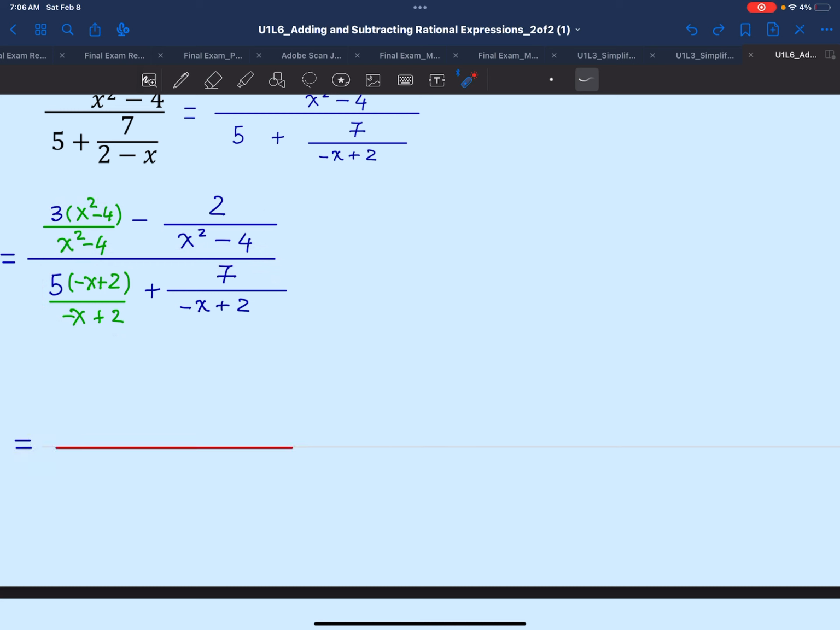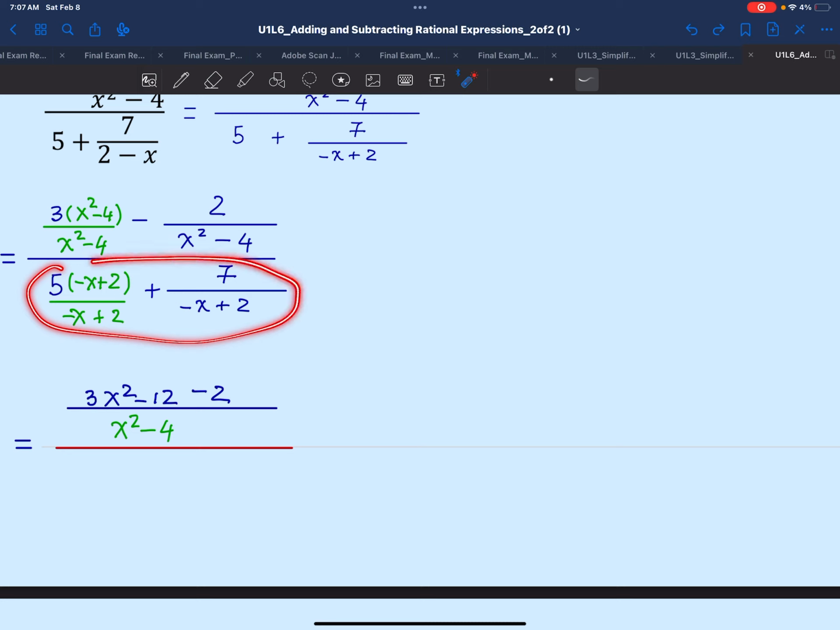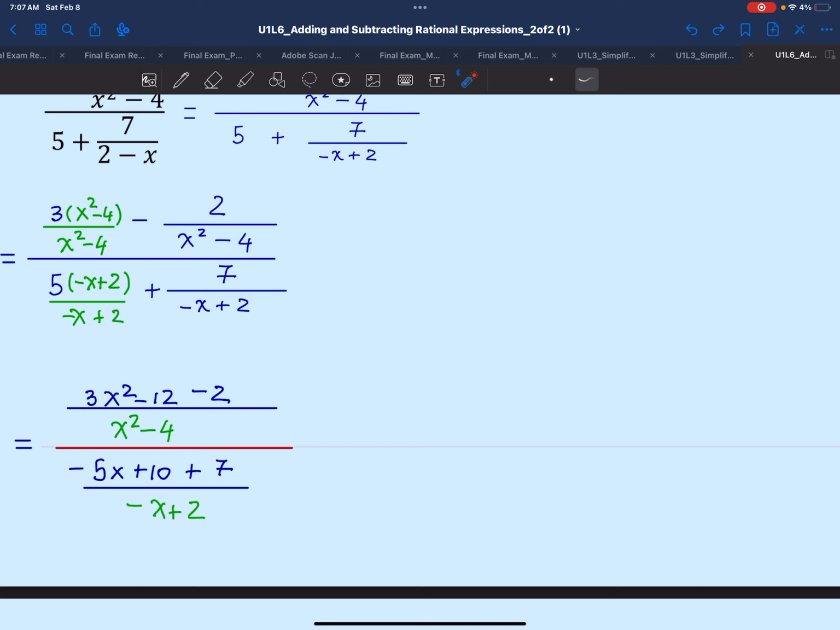I am going to highlight in red the big fraction, because as you can see, we have multiple fraction lines in here, but this is our bigger division. We'll combine the terms in the numerator, and in this case, we're going to have 3x squared minus 12, and then minus 2. So 3x squared minus 12 minus 2. And the denominator is x squared minus 4. And down here, we'll have negative 5x, and then plus 10, plus 7, and then the denominator is negative x plus 2.